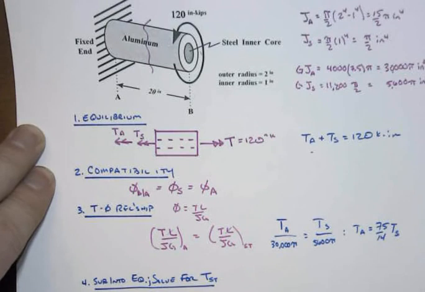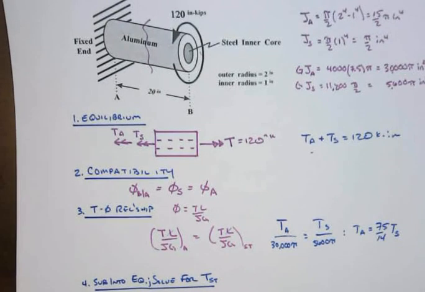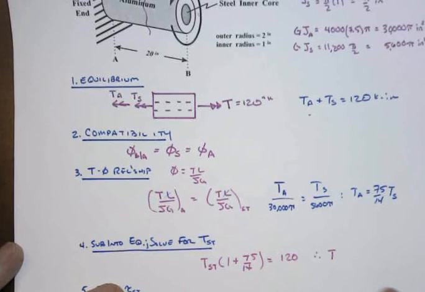Right? So we're going to substitute that into the equilibrium equation, and we'll get that T of the steel factored out 1 plus 75 over 14, which in itself is 5.357, and that's going to be equal to 120. And so that will tell us then that the torque of the steel is equal to 18.87 kip inches.